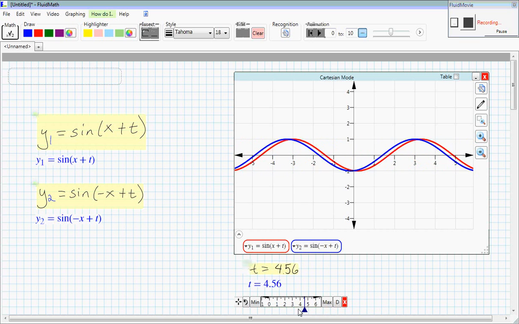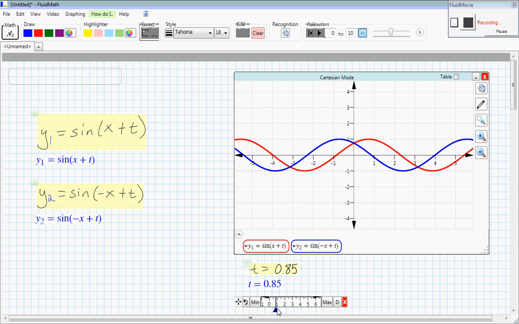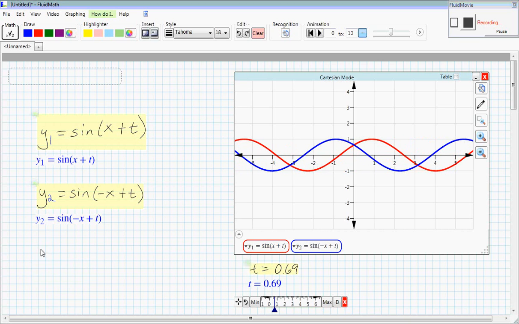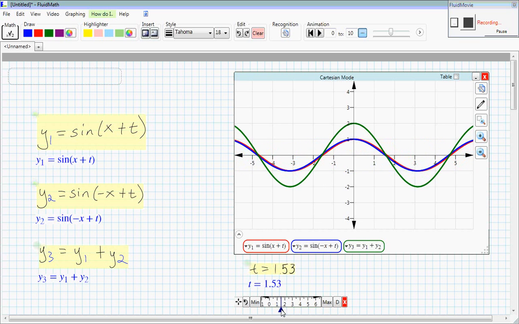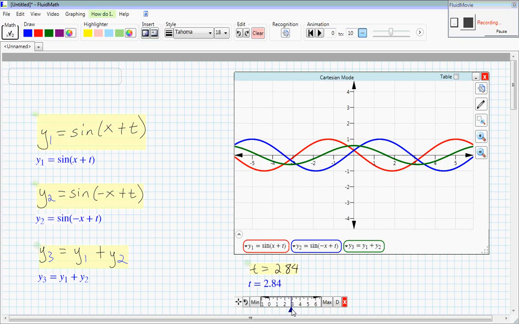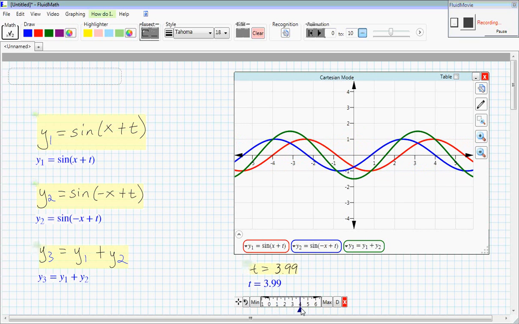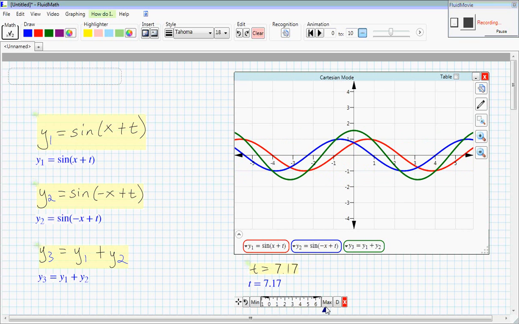Okay. Right now these curves are not interacting, so let's add them together and create a third curve here. y3 is equal to y1 plus y2. We'll add that to the graph. And now this green curve, let's focus on it. Okay, so as we drag time, you can see a few properties of the green curve.